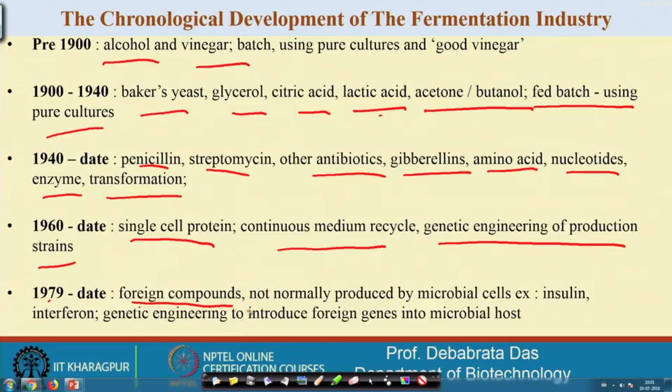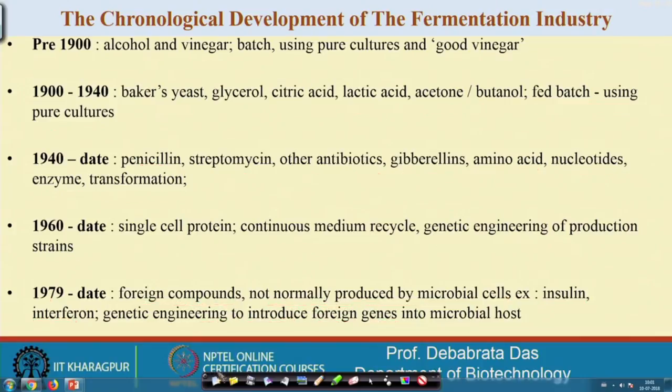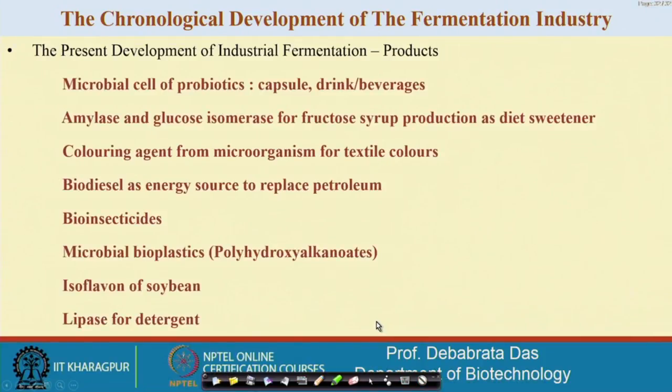And 1979 to date is the production of foreign compounds not normally produced by the microbial cells, as for example insulin and interferon, using genetic engineering to introduce the foreign gene into the microbial host. So these are the different chronological developments. The present development of the industrial products is like this.